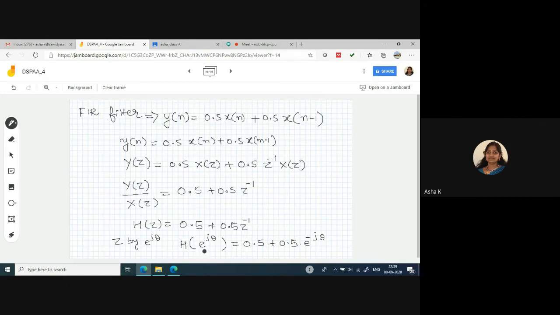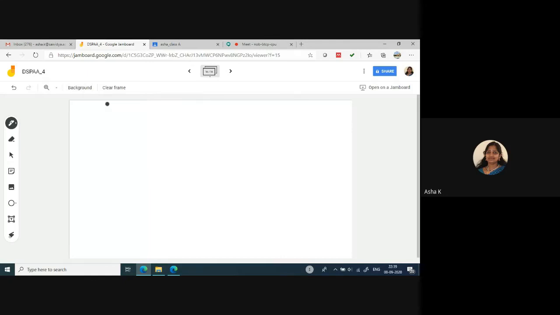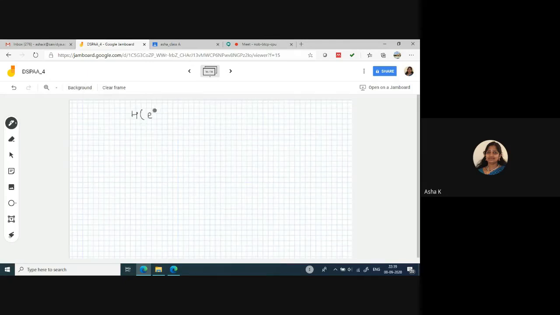So what is this H of e power j theta? This H of e power j theta is the frequency response of the LTI system. So for this FIR filter, the frequency response is given by H of e power j theta equal to 0.5 plus 0.5 into e power minus j theta. Now I'll write the further equation. H of e power j theta is equal to 0.5 times 1 plus 0.5 into e power minus j theta.